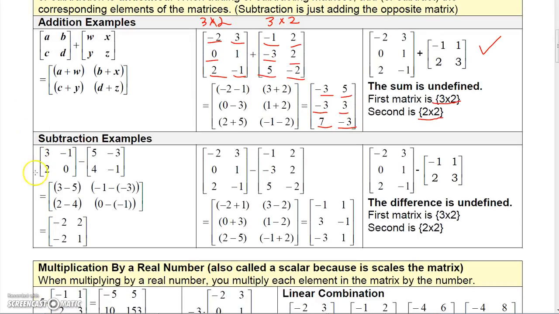Subtraction basically works the same way. First of all, make sure they're the same size. This is a 2 by 2 matrix. This is a 2 by 2 matrix, so we can do the subtraction here. Just subtract like you normally would.